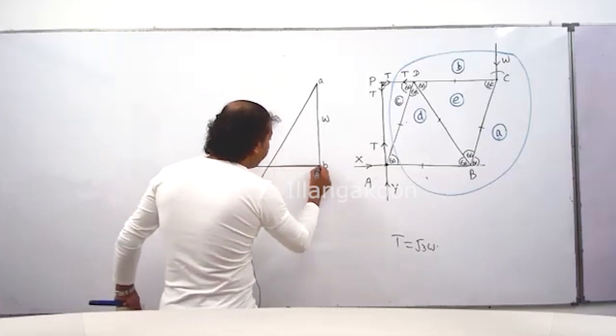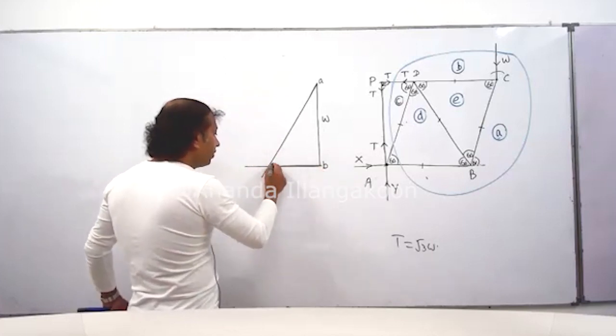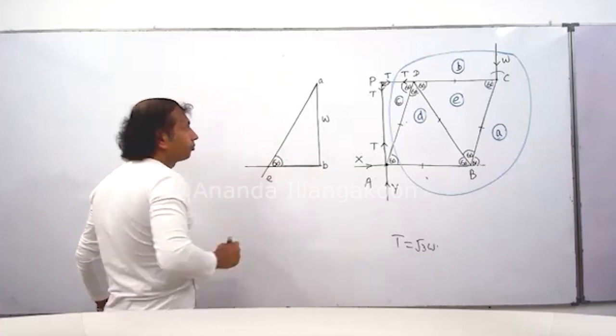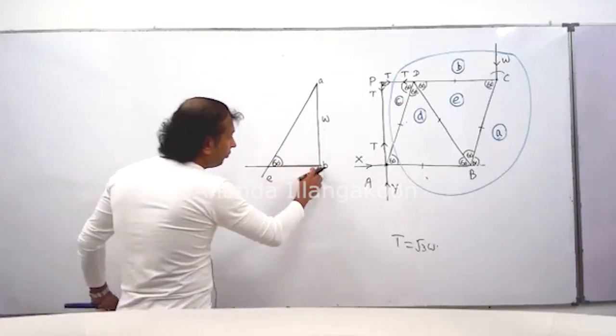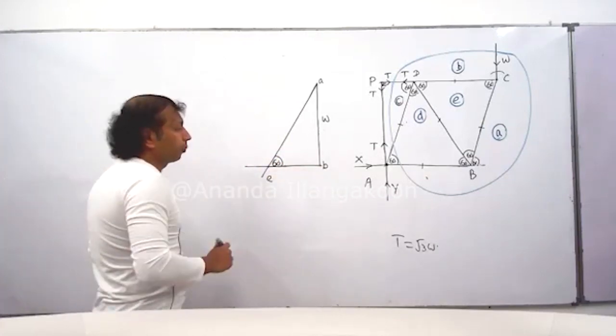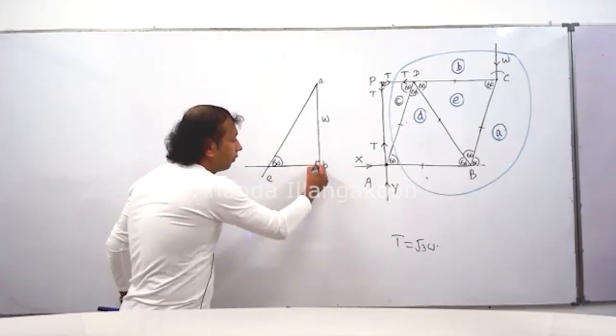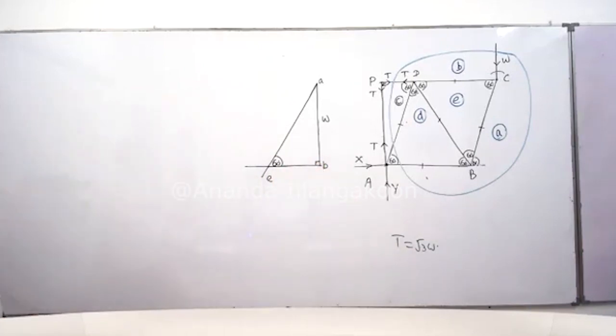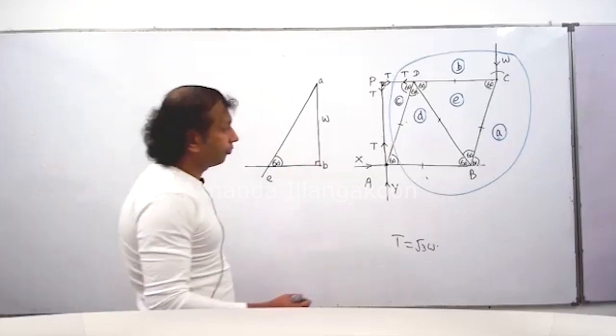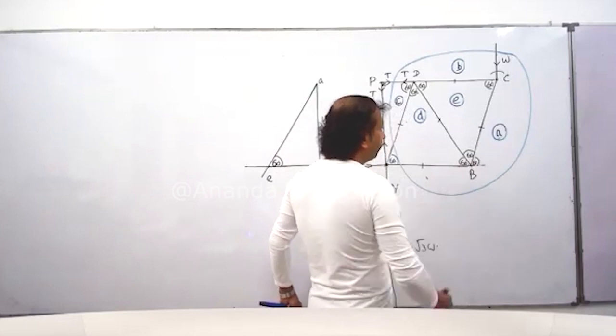This is the point E. This is 60. Right, no? Here, this is 90. Then we can come to the joint B. At this joint B we can count.